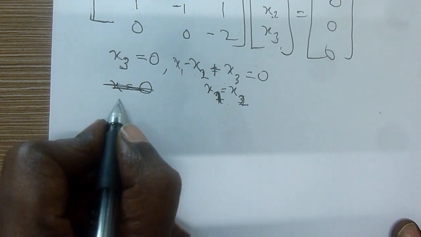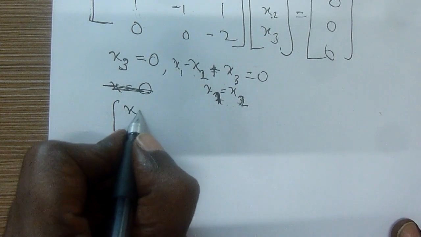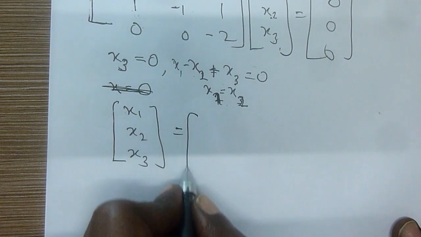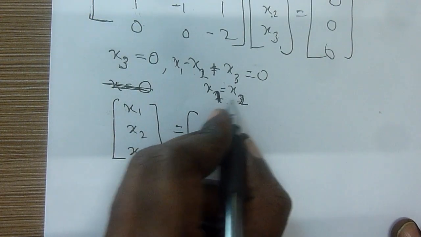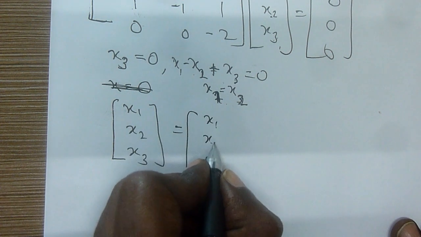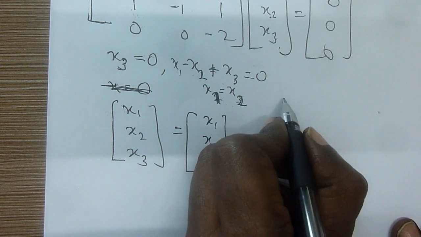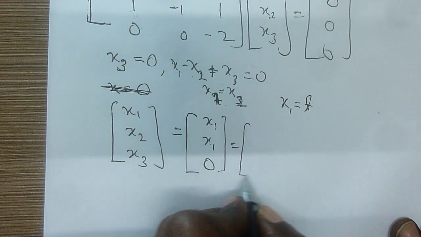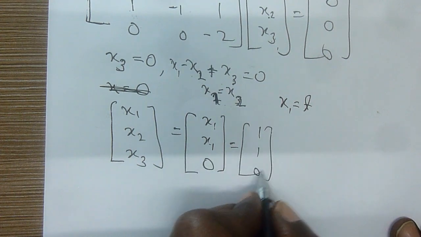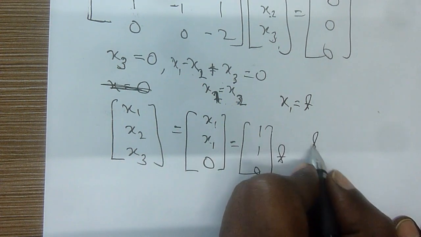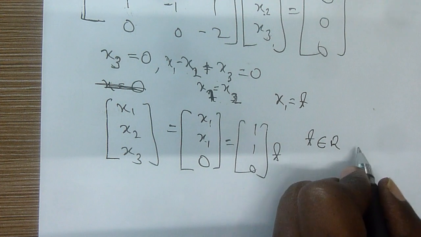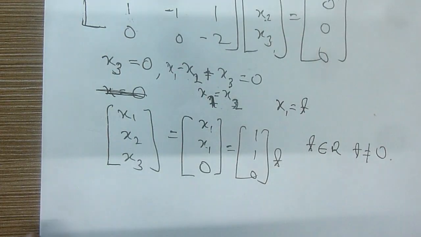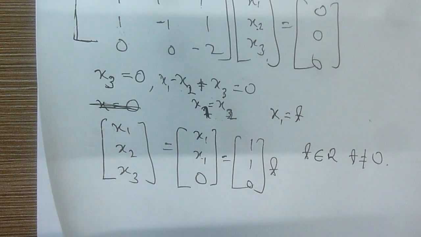The equation becomes like this. Okay, x1 x2 x3, therefore x3 is a 0, x1 and x2 are the same, therefore I can make x1 equals to t, therefore I get 1 1 0 and t, where t is a member of r, and t is not equal to 0. Okay, one settled.